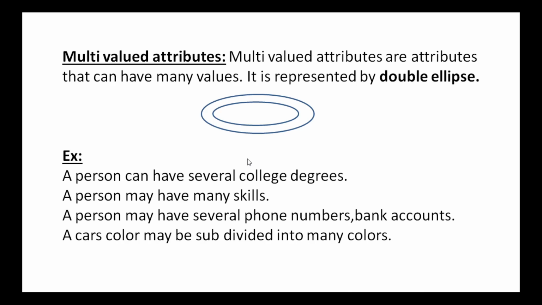Also the phone number column. A person may have several cell phone numbers, and also bank account numbers. A person may have multiple bank accounts, and car color. Car color may be subdivided into many colors like top color, interior color, background color, like that. So an attribute which consists of several values, that type of attribute is known as a multi-valued attribute.